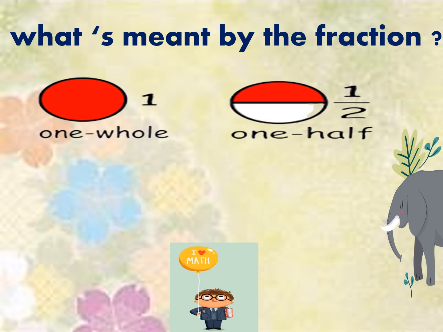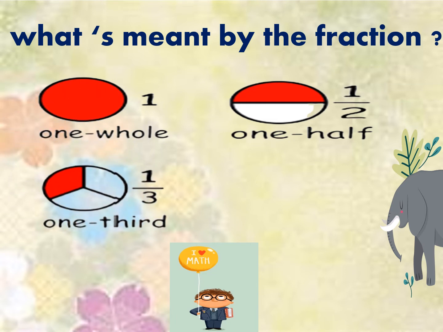Excellent. The third type, I have a circle divided into 3 parts and one part colored, so I read it like this: 1/3. I write 1 in the upper part and 3 in the bottom. 1 because only one part is colored, and 3 because the circle is divided into 3. So I read it like this: 1/3 or 1 over 3.